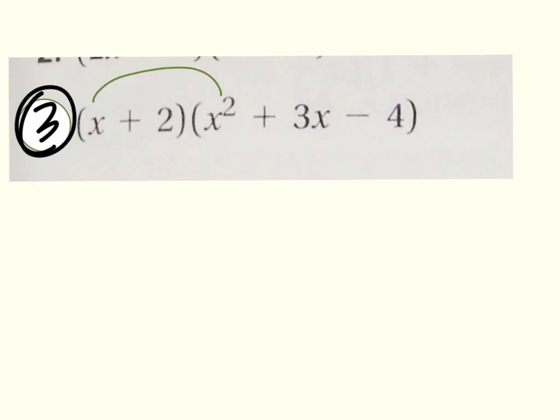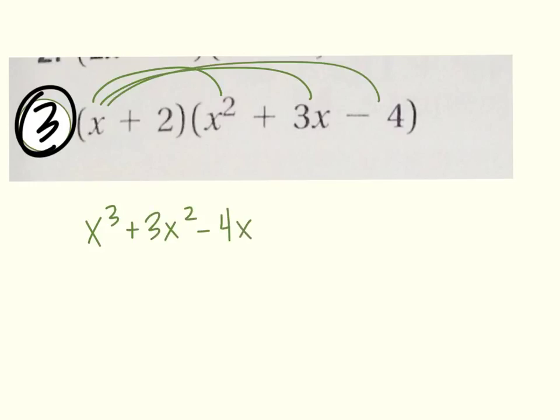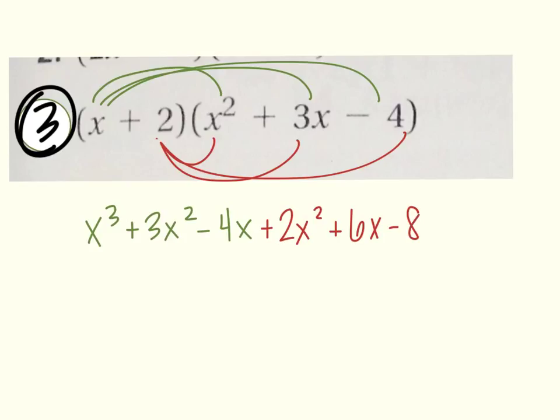So if I were going to skip that step, I would just go ahead and do x times x squared and get x to the third. X times 3x is 3x squared. X times negative 4 is negative 4x. Then distribute the 2. So 2 times x squared is 2x squared. 2 times 3x is 6x. And 2 times negative 4 is negative 8.